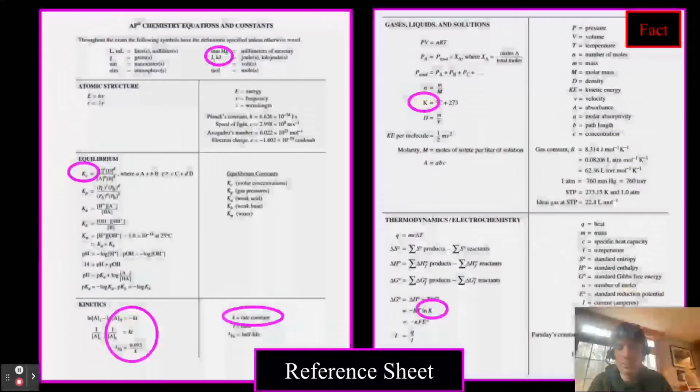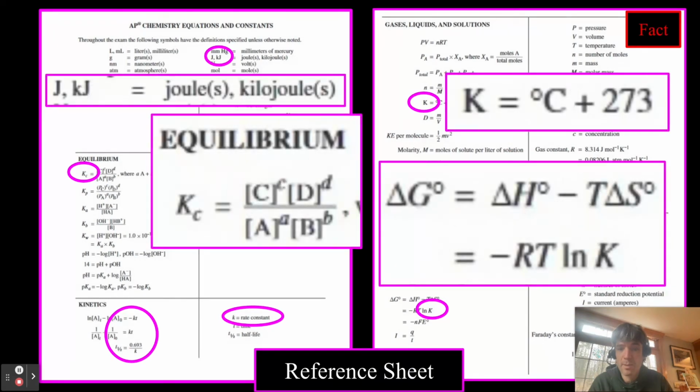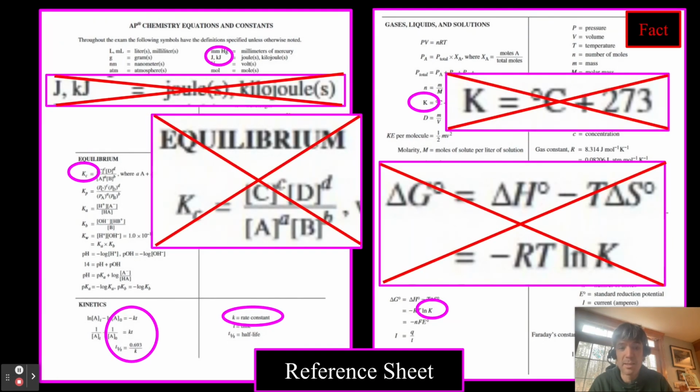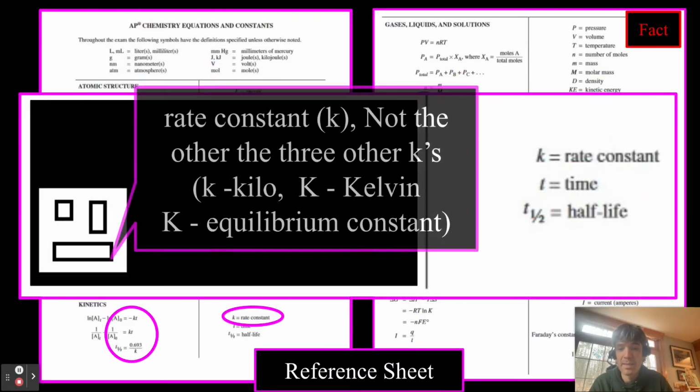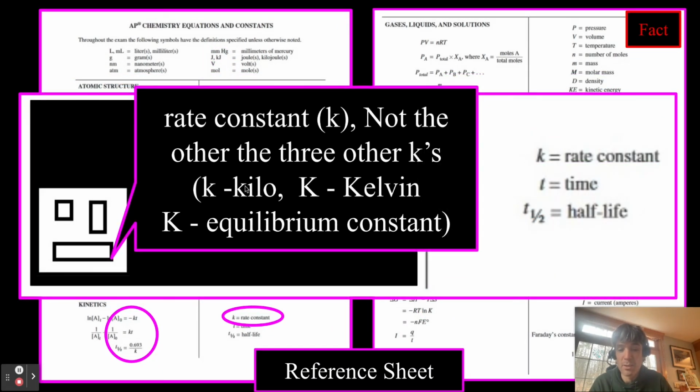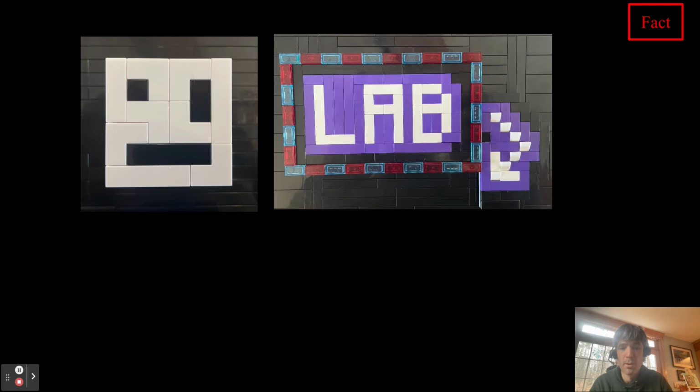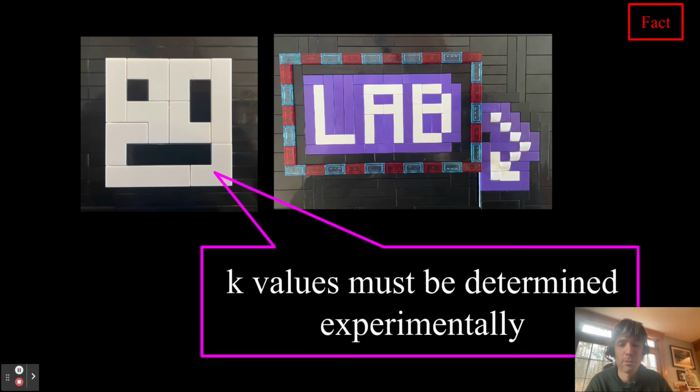Now, I just want to go back to the reference sheet, and I want to make sure you understand that this rate constant is not these three. It's this one, and this is what it means. The other three mean these three things, all right? But we're talking about the rate constant one. Now, why is Dr. Square going to the lab? Well, these values have to come from the lab. They have to be experimentally determined by studying the reactions.